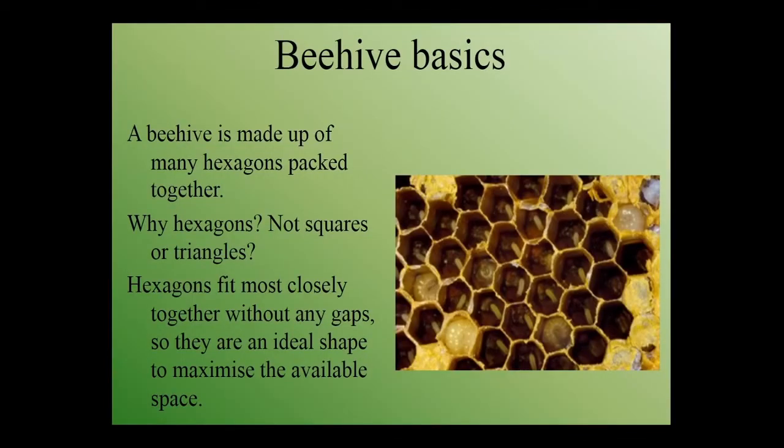Next, beehives. Kanang puy-anan sa mga buyog. A beehive is made up of many hexagons packed together. Why hexagons? Why not squares? Why not triangles? Hexagons fit most closely together without any gaps, so that they are in an ideal shape to maximize the available space. So it's very, very amazing that a beehive is a hexagon.